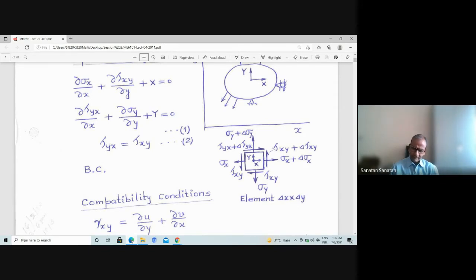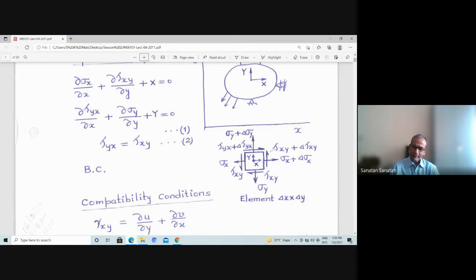So if it is in 3 dimensions, then you will have x plane, y plane, and z plane. For each of the planes, you will have 1 normal stress and 2 shear stresses. And therefore, you will have 6 stress functions as unknowns. Each of them is a function of coordinates x, y, and z. And one has to find out 6 stress functions in 3 dimensions. 3 stress functions in 2 dimensions, 6 stress functions in 3 dimensions.